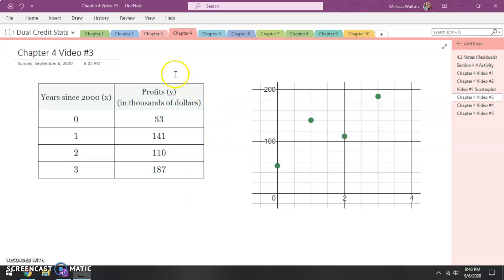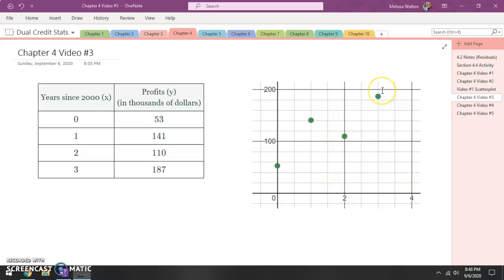So first thing we have here is a sample of data, and what we have here is years since 2000, and the profits of some company in thousands of dollars. So let's say it is a small restaurant. So it opened in 2000. Here is the data on every year. And I went ahead and made the scatter plot for this as well. So this right here would be the year 2000 when it made $53,000. This is the year 2001, it made 141,000.